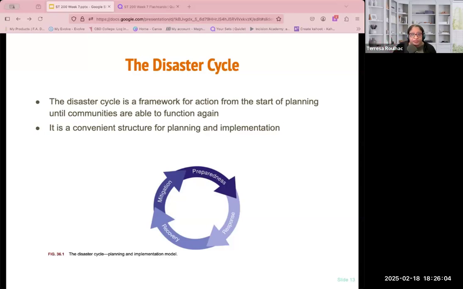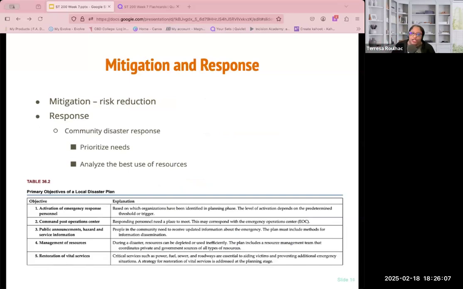All right. Now, mitigation and response. In a disaster cycle, mitigation and response are two critical phases, each with a distinct role in managing disaster impact. And it's important that you know how to differentiate them. Mitigation is risk reduction. This phase focuses on minimizing potential disaster risks before they actually happen. This could involve reinforcing, again, the infrastructure, developing safety protocols, looking at critical supplies, making sure they're available.